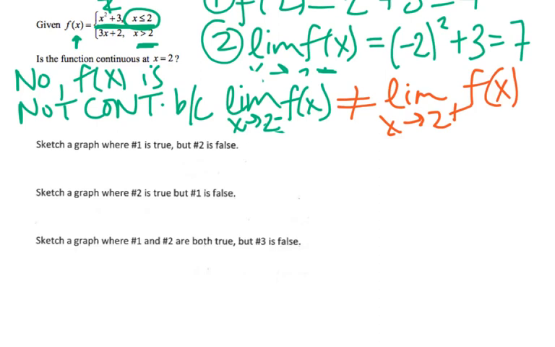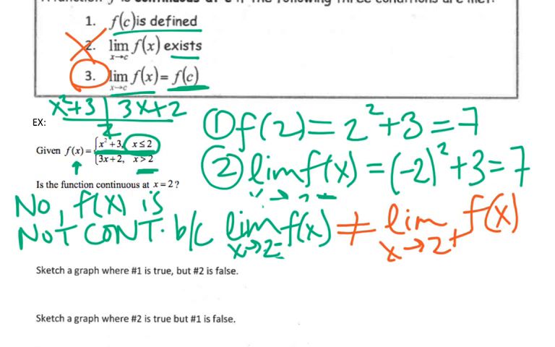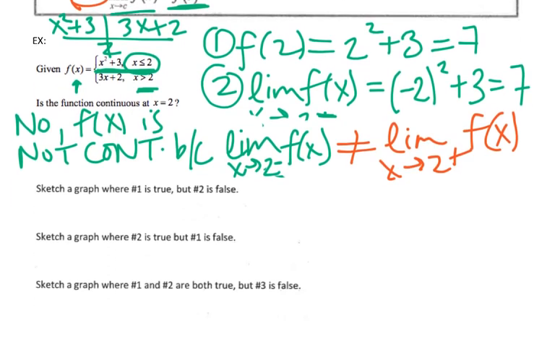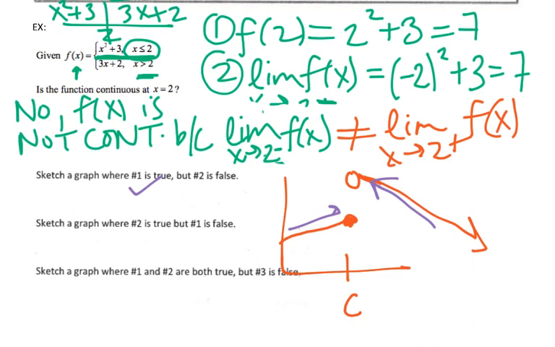Okay, so the first problem here, it said sketch a graph where condition number 1 is true, but number 2 is false. So an example for that would be, let's say you have a piecewise graph. So if this is x equals c, maybe your graph looks like this and is defined at x equals c, but it then jumps and goes somewhere else. The limit from the left would not be the same as the limit from the right. So number 1, f of c is defined, would be true, but it would fail the limit existing. Okay, let's try the next one.